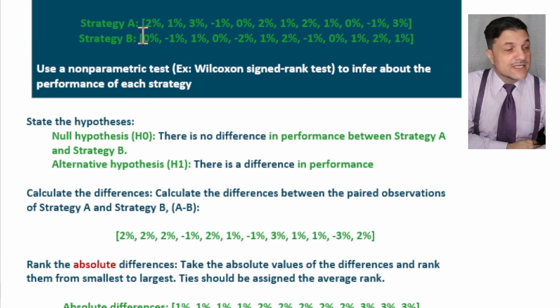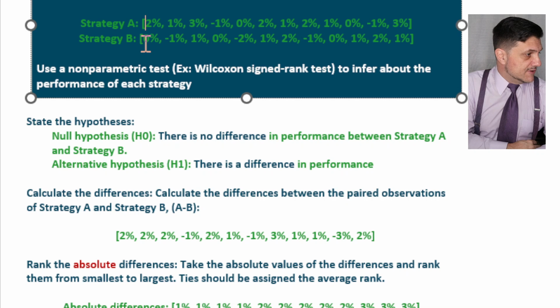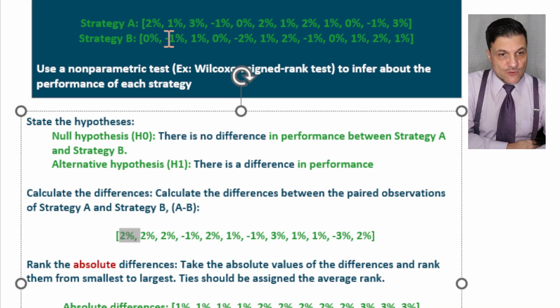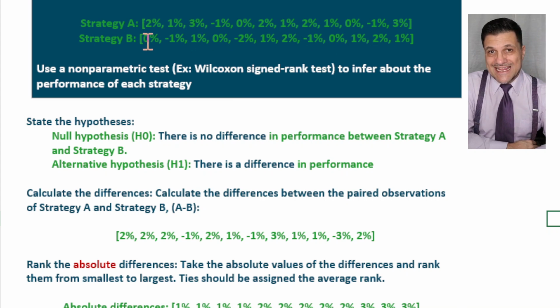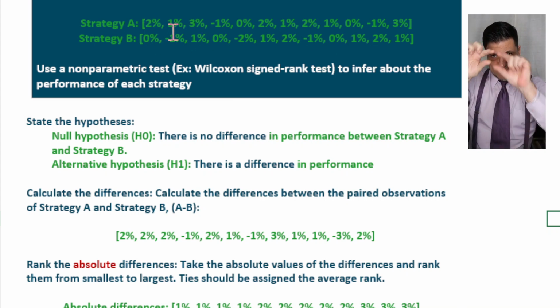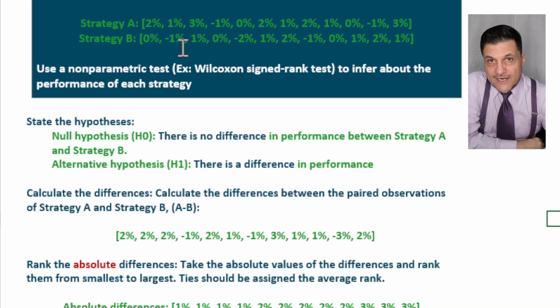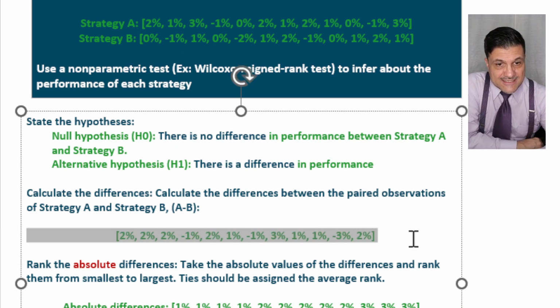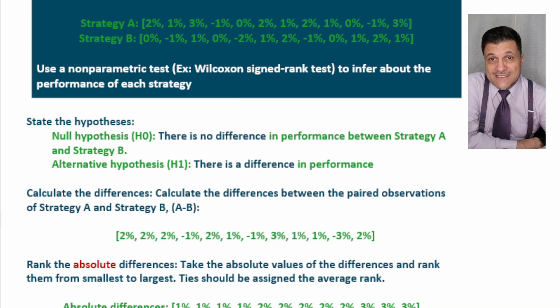Now, let's take the difference of those strategies. So I do 2 minus 0, I get 2%. Then I do 1 minus minus 1, I get 2% again. Then I do 3% minus 1%. See, I'm taking the difference of strategy A and strategy B returns one by one, in order, month by month, exactly as I did in the previous example. Remember, January, February, March: here it's going to be the same. They have to happen in the same month so I can compare. So I'm taking the difference now. Look at that: I create a sample only with the difference in performance.